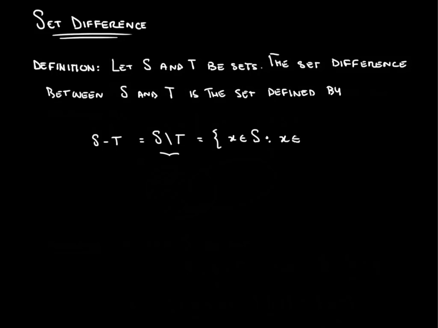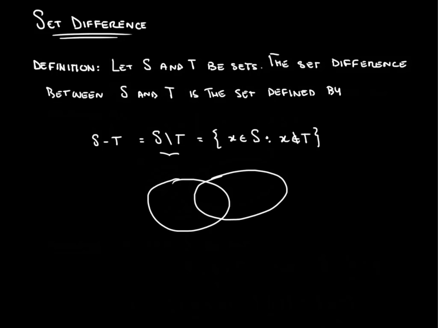not elements of T. Okay, so in terms of Venn diagrams, what does that mean? We have two sets like this, S and T, and the set difference is this portion right here of S that does not touch T. So let's go over some examples.